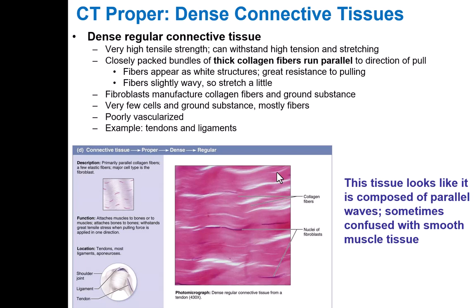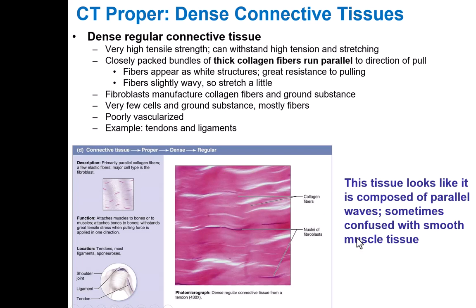Because dense regular connective tissue consists of layers and layers and layers of collagen fibers. That's what you're mainly looking at here. That's what's staining pink in this picture. Lots of collagen fibers packed on top of one another in parallel. It almost looks like waves here, and I kind of pointed that out in my note.